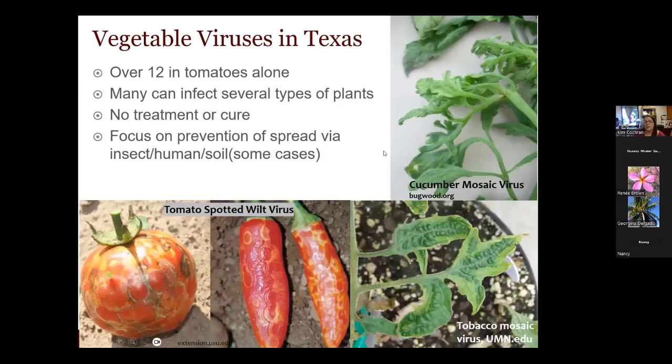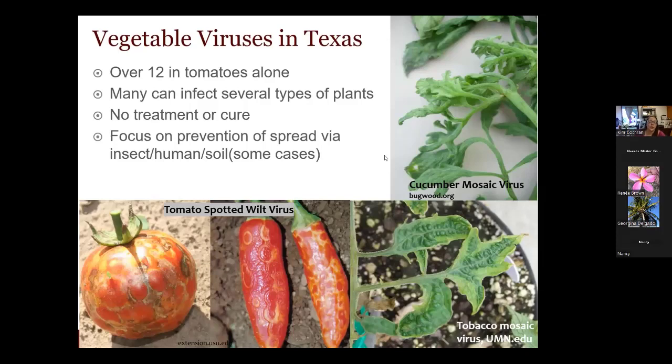All right, so some common issues with viruses I see here in Texas are vegetable viruses, particularly in tomatoes and peppers. There's over 12 in tomatoes alone. Unfortunately, they're very prevalent. And I think that's because we have a really long season for our insect vectors like whiteflies and thrips. And we just get really, really high populations of all of those. So they spread viruses very well. And a lot of these viruses also infect many different types of plants. So we can have very high concentrations of these virus populations in certain areas.